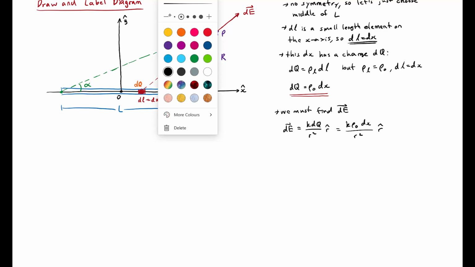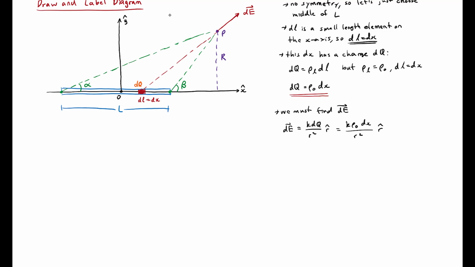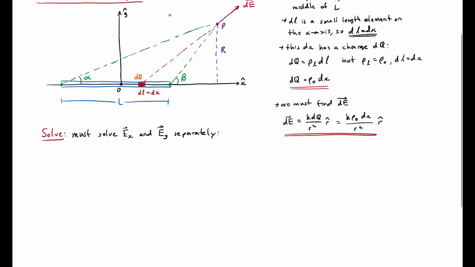So as an aside, let's start with this. And we want to look at symmetry and solve. So there is no symmetry, so we must solve Ex and Ey separately. So we're going to take a look at the x direction and then the y direction.